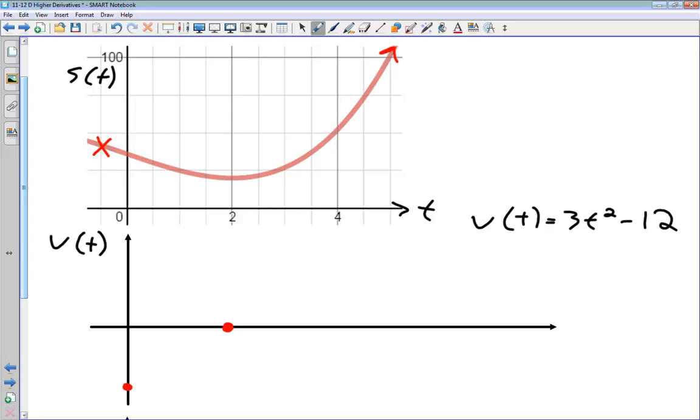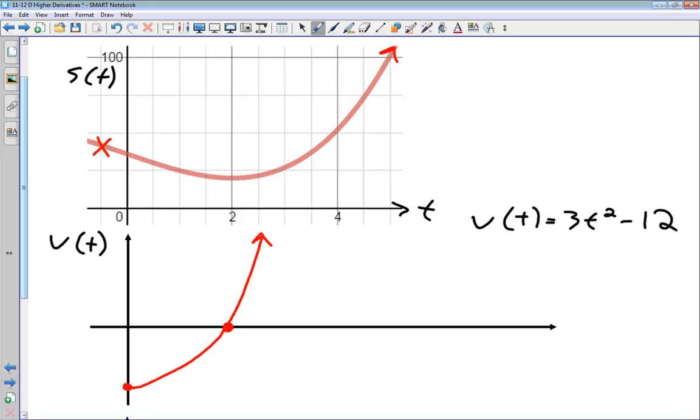What is the shape of this graph going to be? If we look at the function, 3t squared minus 12, what kind of a curve is that going to have? Parabola? It's going to be a parabola, and the leading term is positive, so it's going to open up. So our velocity function is going to look something like this.